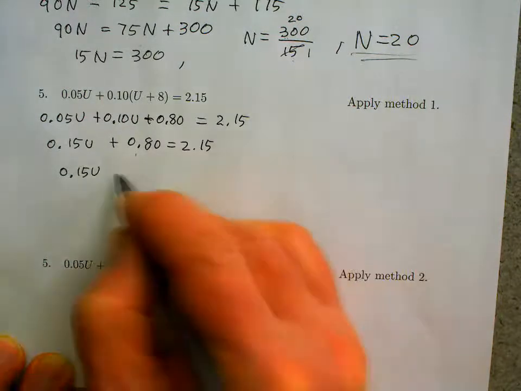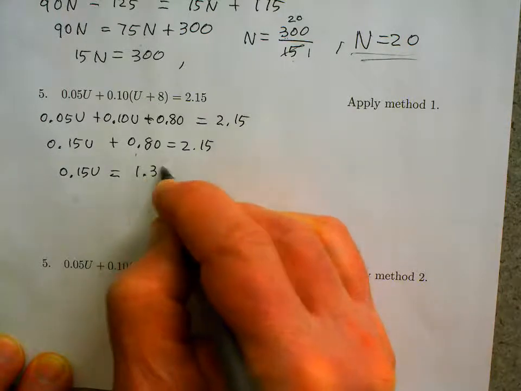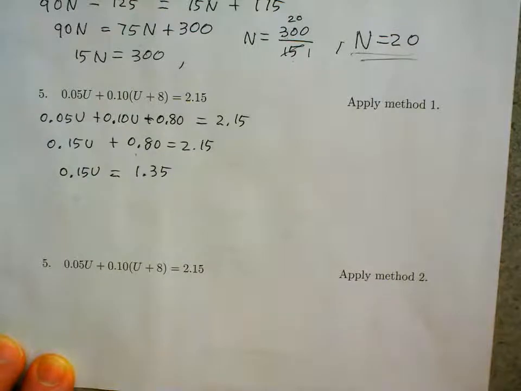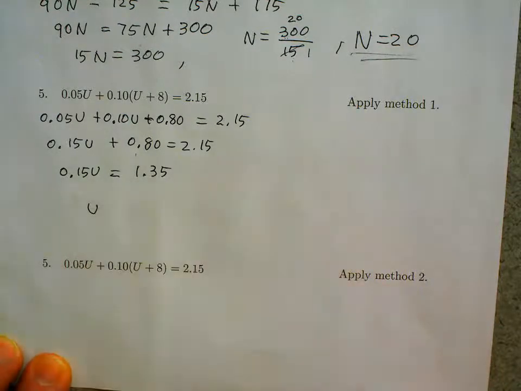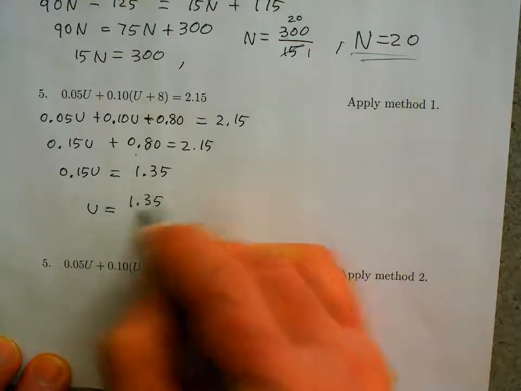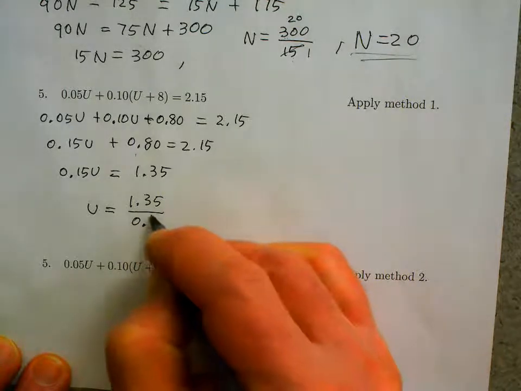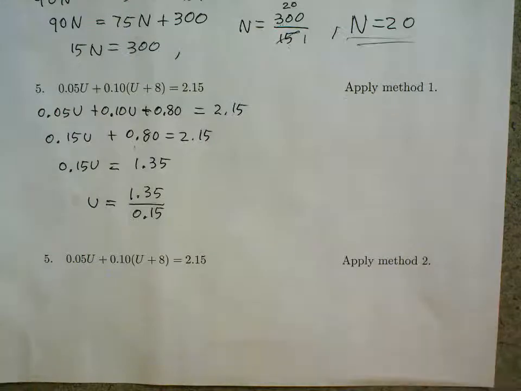And so we get 0.15u equals 1.35. And then we just divide both sides by 0.15. When we divide both sides by 0.15, we get u equals 1.35 divided by 0.15. And this we have to simplify further. So any ideas?